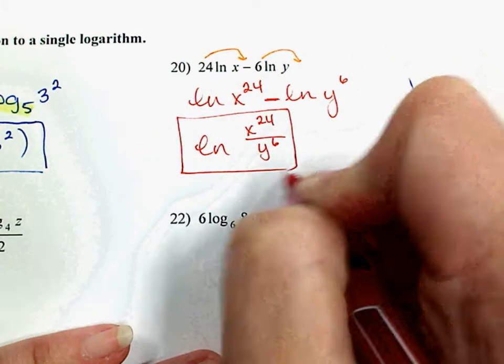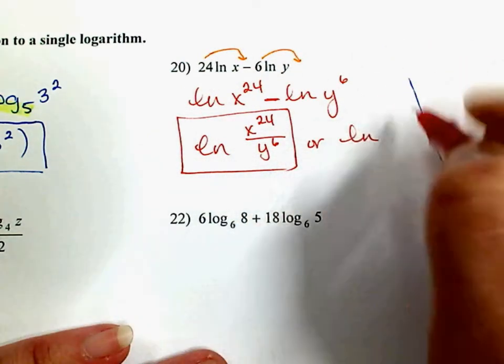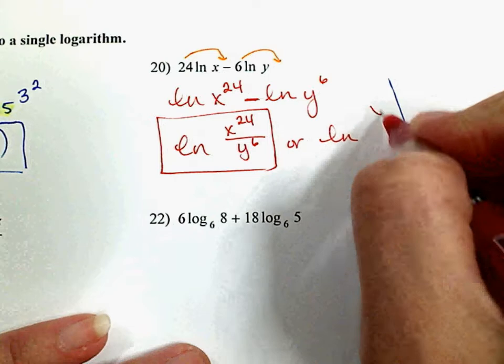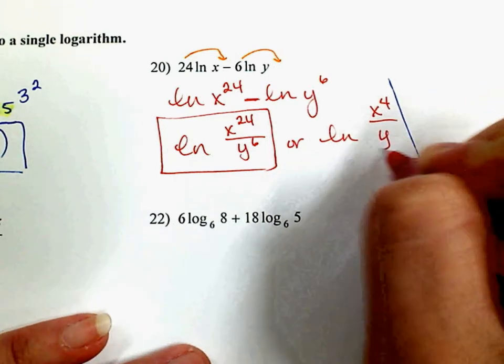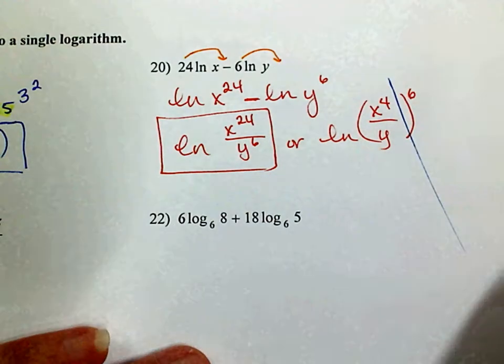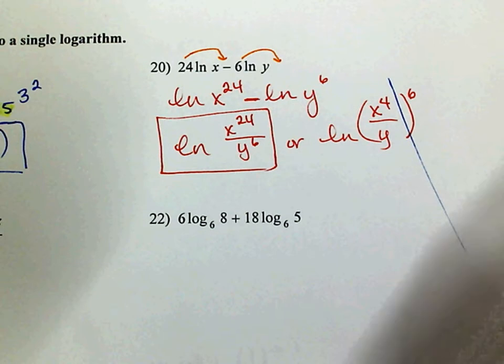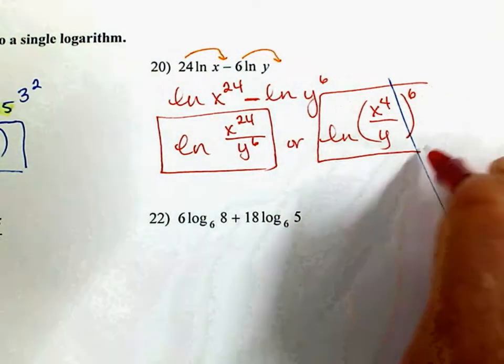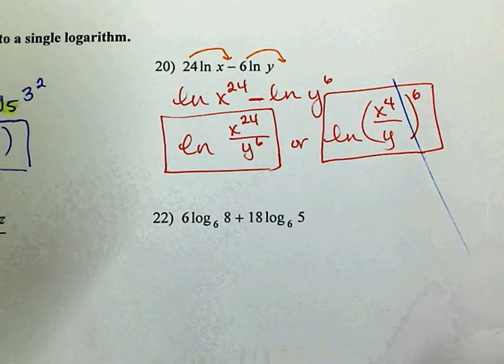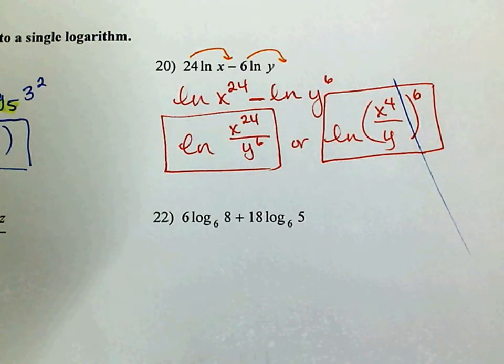You could also factor out that 6. If you do, you have x to the 4th over y, and the 6 goes outside. Same answer. I apologize for that blue mark. Okay, just ignore that.